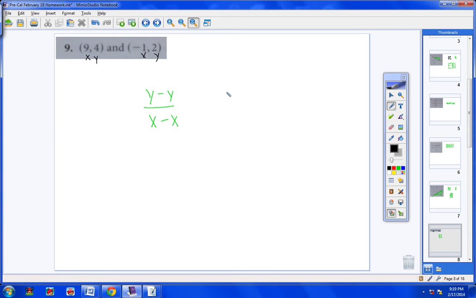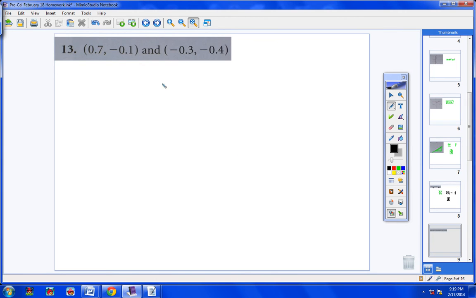So my first y value is 4, and then minus my second y value is 2. 4 minus 2. My first x value is 9, and my second x value is -1, so minus a -1. Now you can use a calculator or do it in your head. 4 minus 2 is 2. 9 minus a -1 is 10. So the slope of this line is 1/5.